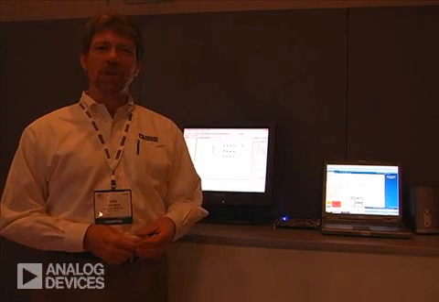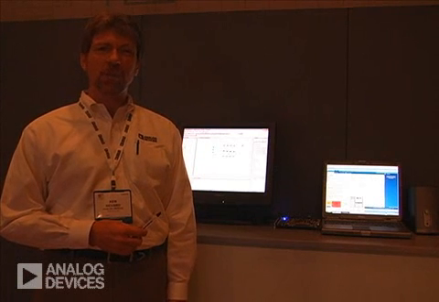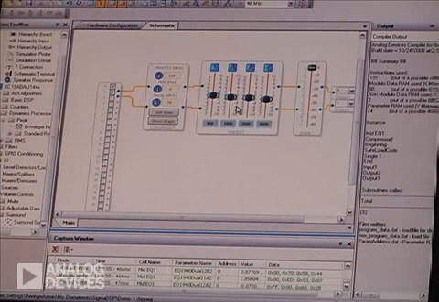The 1442 is the first part in Generation 3 SigmaDSP, and it's designed specifically for automotive audio applications. Like all our SigmaDSP processors, the 1442 is driven by SigmaStudio, our own proprietary GUI environment that makes our customers' systems easy and fast to implement.